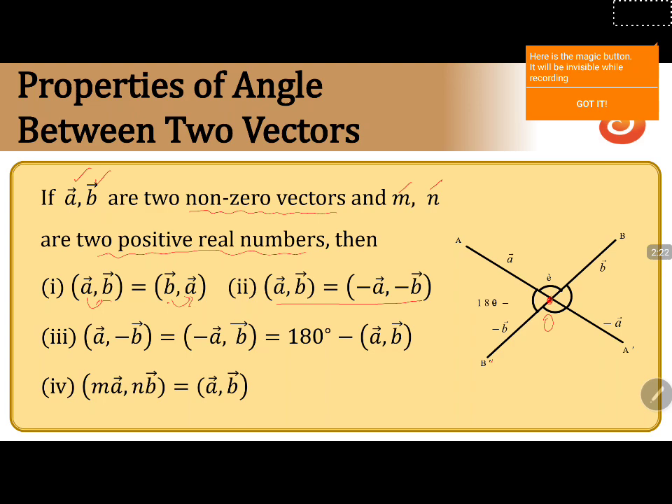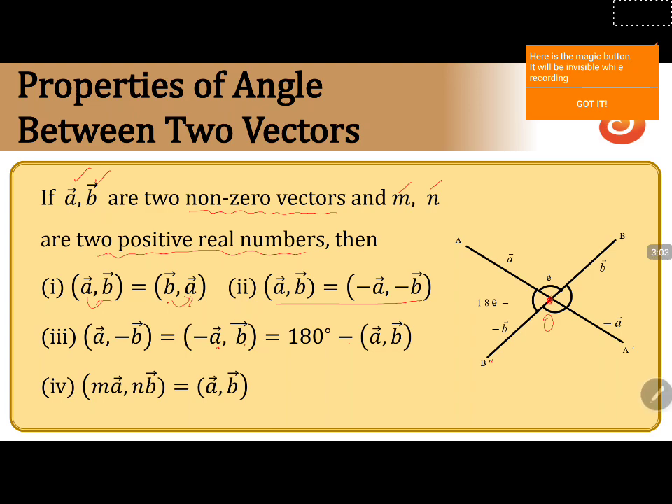Coming to the third property, A is a vector in the anti-clockwise direction, and minus B is a vector which is called the negative of B vector. The angle between them can be calculated as the angle between A vector comma B vector, which can be equal to the angle between minus A vector comma B vector. Here minus A vector is called the negative of the vector A, and both of them will be equal to 180 degrees minus the angle between A vector comma B vector. This is about the third property.